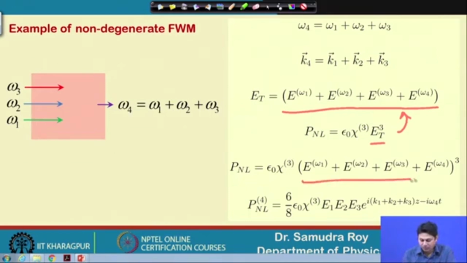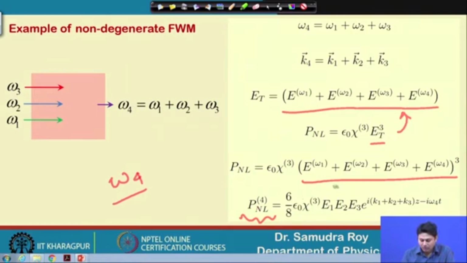When I make the cube of all these things, there will be different combinations one can expect, but mind it, our aim is to find out the frequency omega 4, which is the sum of all these things. So, from here we can readily find out what the nonlinear polarization component having the frequency omega 4 should be, and we write it as P nonlinear in bracket 4. The bracket 4 suggests that we are taking the frequency component omega 4 here.